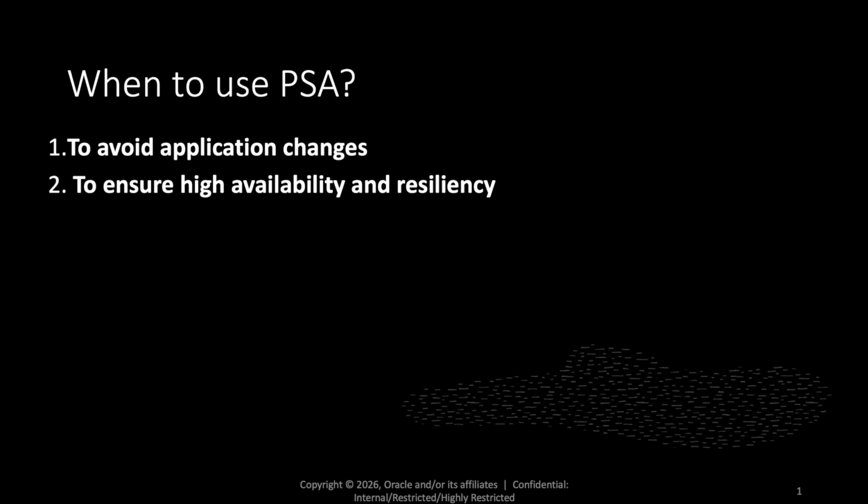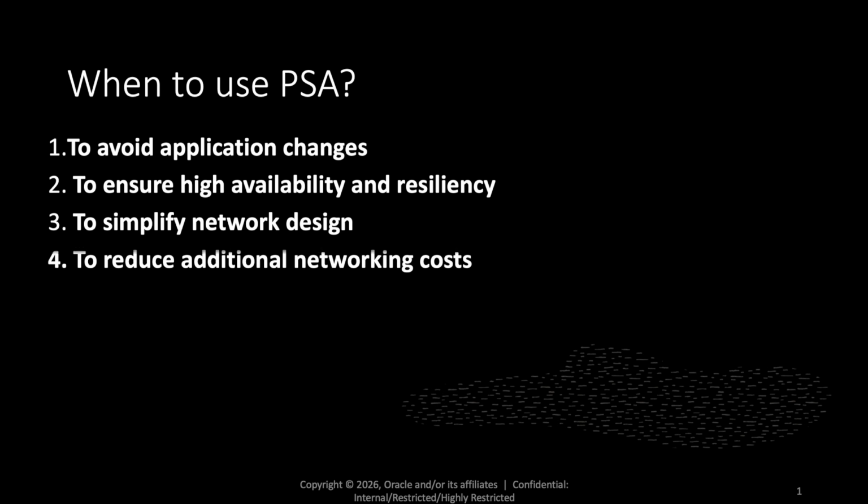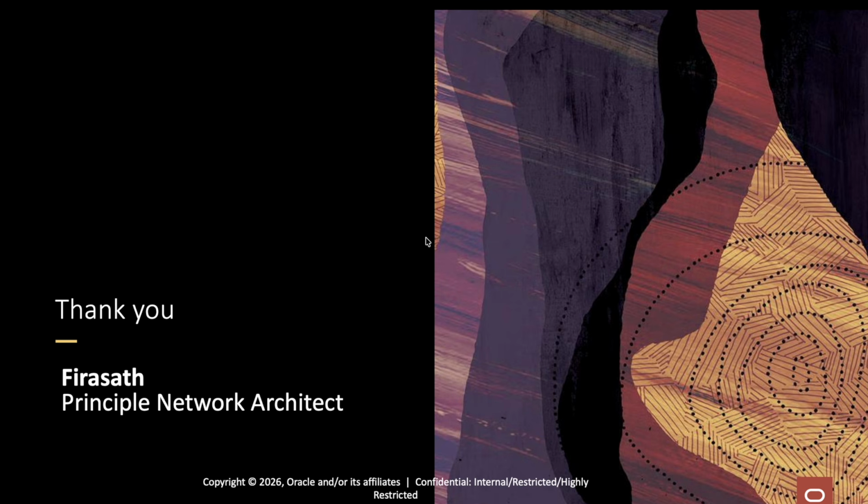To simplify network design, use PSA when you want private access to OCI services without configuring or managing service gateways, or you want it to coexist with an existing service gateway for different OCI services. Lastly, to reduce additional networking costs, PSA can be used when you want secure private access to OCI services without incurring extra charges. That completes the video.